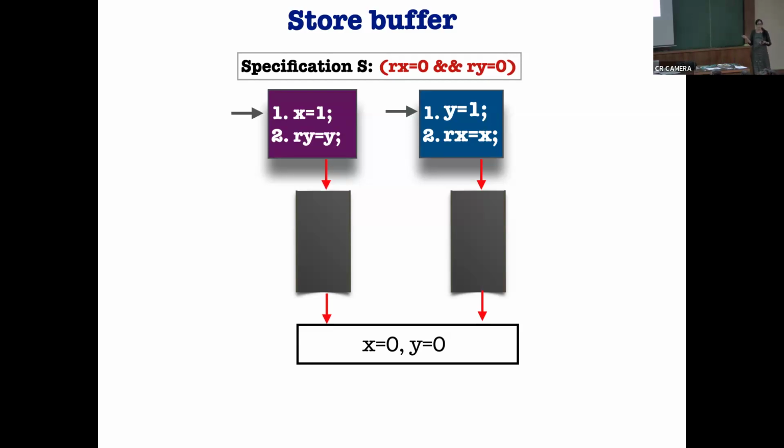Okay, so the store buffer example now, let's see what happens. This guy wrote Y is 1. This guy wrote X is 1. Now both people are trying to read. So now tell me, what do you think will happen?